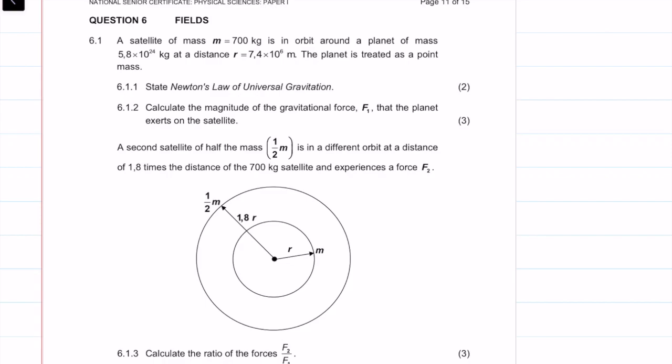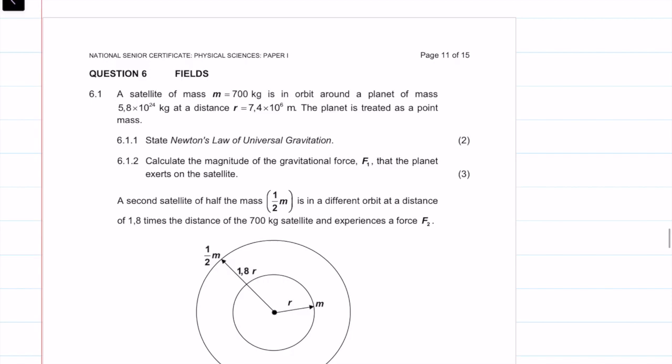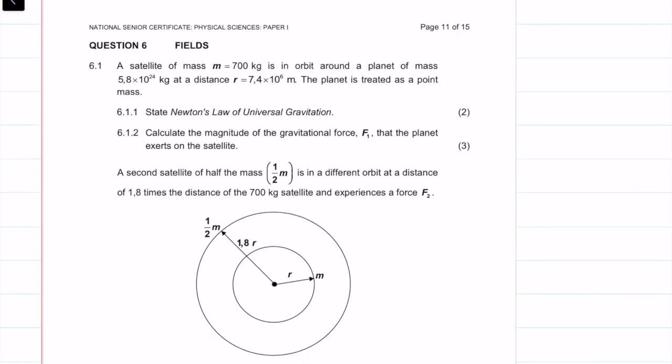What's up, guys, and welcome to this walkthrough of question 6 of the 2017 final exam. This question is on gravitational fields and electric fields and is worth 18 marks. Okay, so let's get into the question.